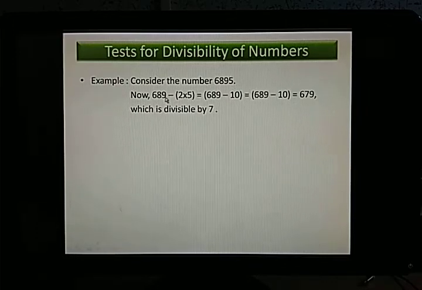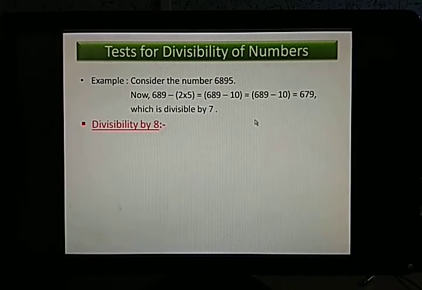And then we have to find the difference between the rest of the numbers and the number on the unit place. So the rest of the digits are 6, 8 and 9. So 689 minus, since we have to find the difference, and this unit place number was 5 and we have to double it, so 2 into 5. So it becomes 10. Now 689 minus 10 will give us 679. Now 679 is divisible by 7. So we can say that this number, which number? 6895 is divisible by 7. Clear?